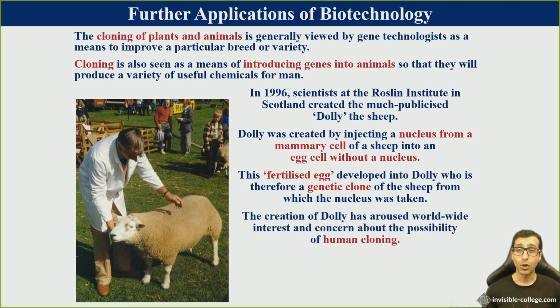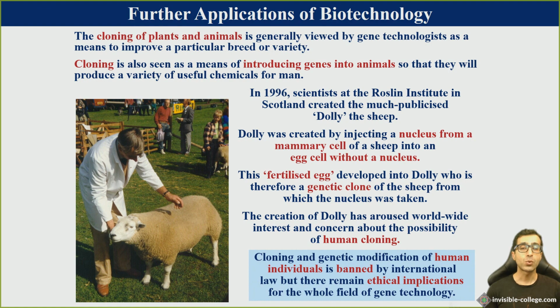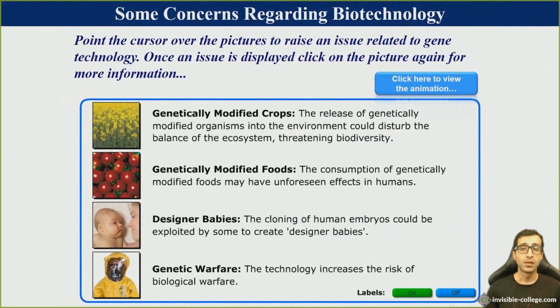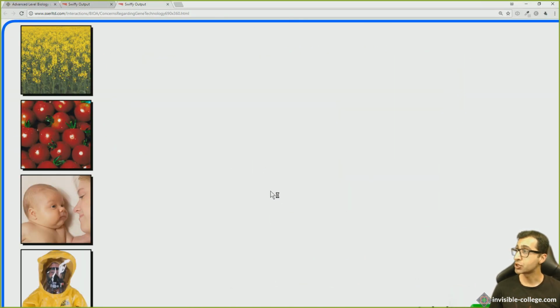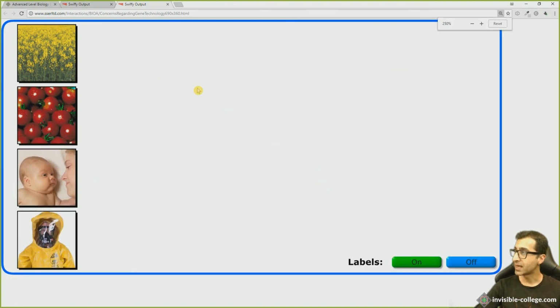Now, the creation of Dolly aroused worldwide interest and also concern about the possibility of human cloning. So cloning and genetic modification of humans is banned by international law, and there remain ethical implications for the whole field of genetic technology. So some of these, for example, this shows some of the main concerns that people have about genetic technologies in general. So let's quickly have a look at each of these.